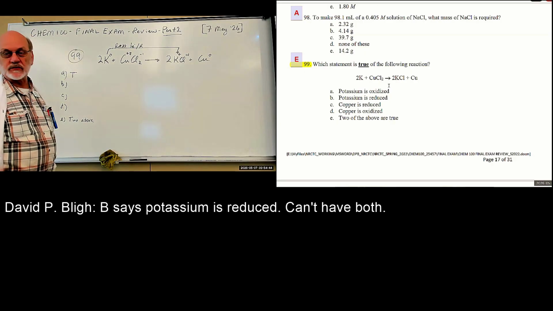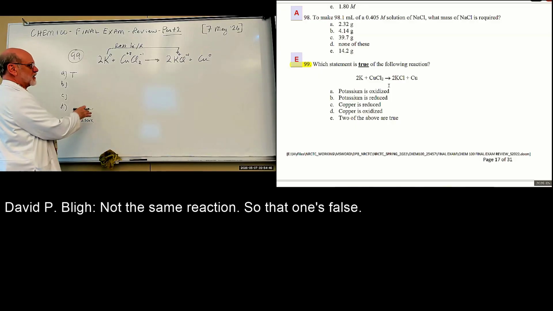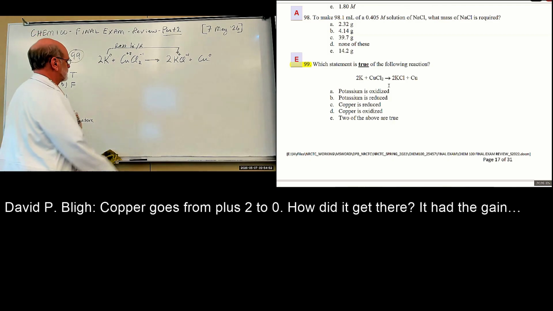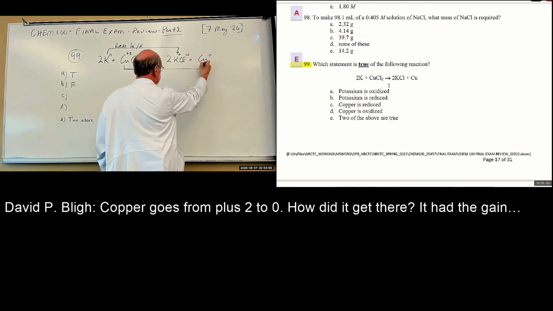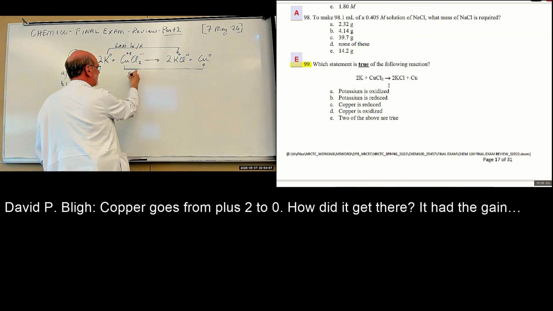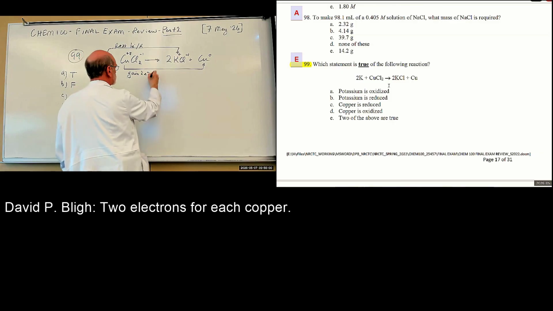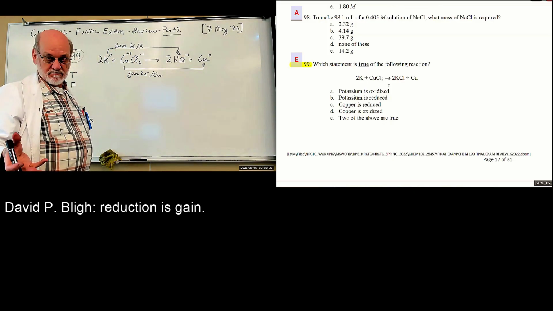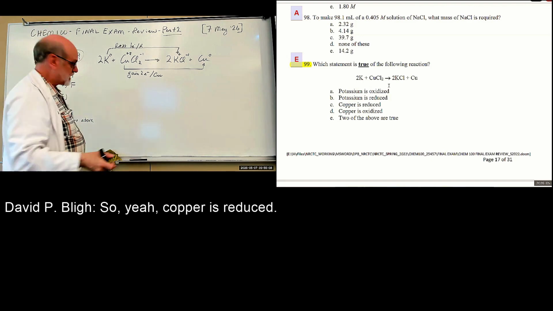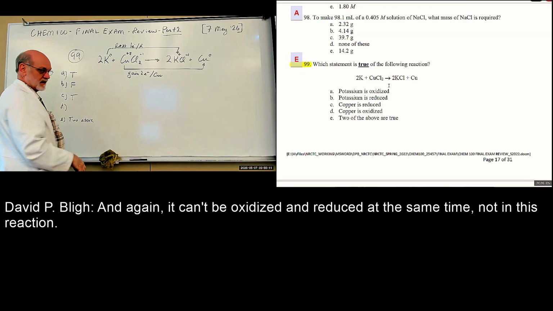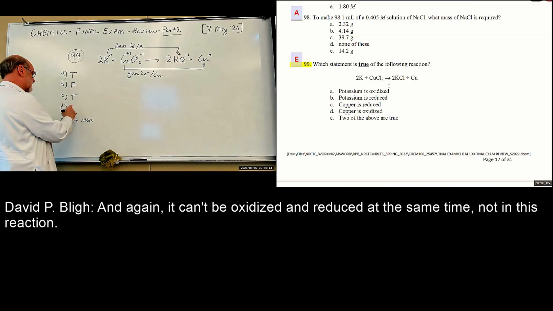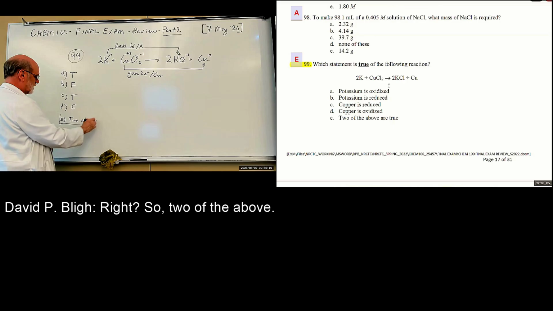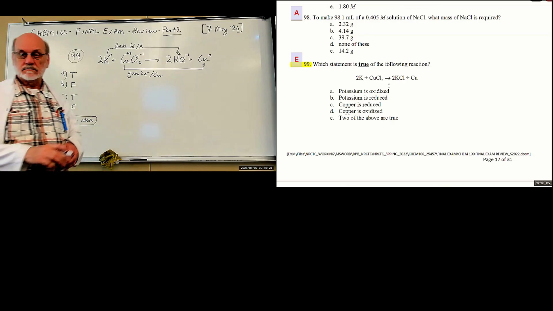B says potassium is reduced. Can't have both. Not the same reaction. So that one's false. How about C? Copper is reduced. Copper goes from +2 to 0. How did it get there? It had to gain 2 electrons for each copper. Reduction is gain. So yeah, copper is reduced. And again, it can't be oxidized and reduced at the same time, not in this reaction. So 2 of the above is your answer.